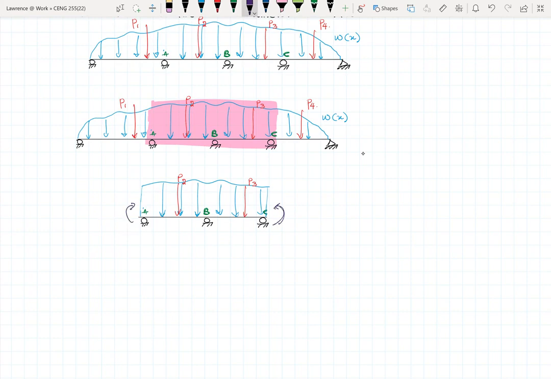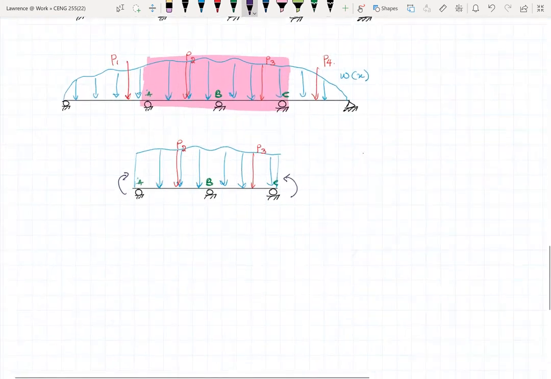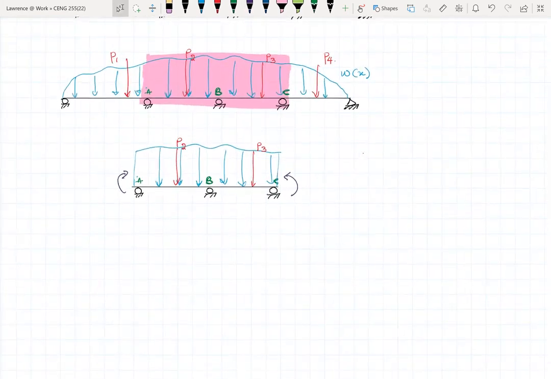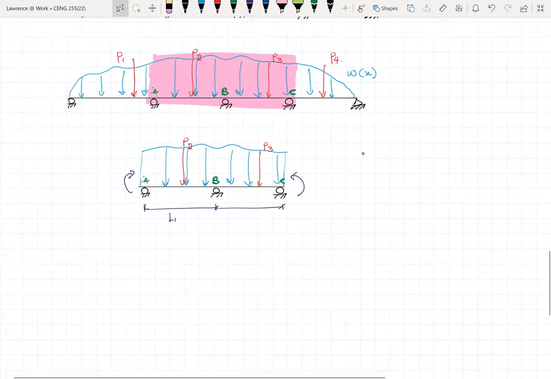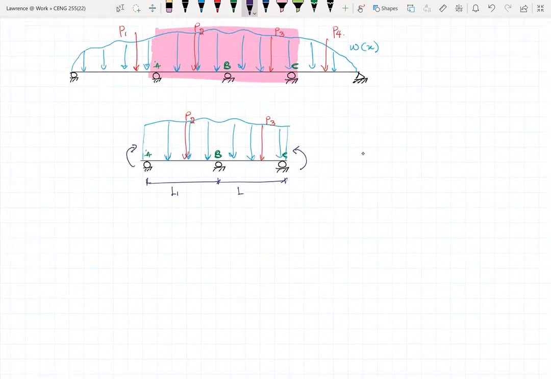Let's not give it a name now. We'll give them names later. That's what you experience anytime you cut a section. So let's find the length between A and B and the length between B and C. The length between A and B, let's call that L1. The length between B and C, L2. And then let's say the moment of inertia between A and B is I1, and between B and C is I2.